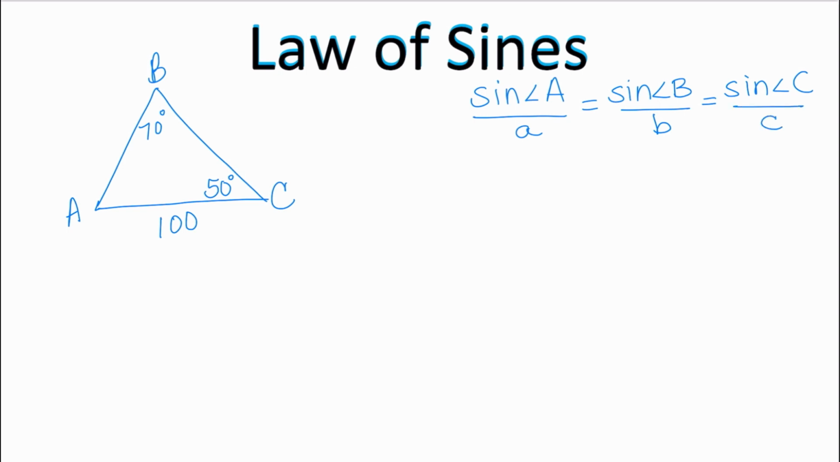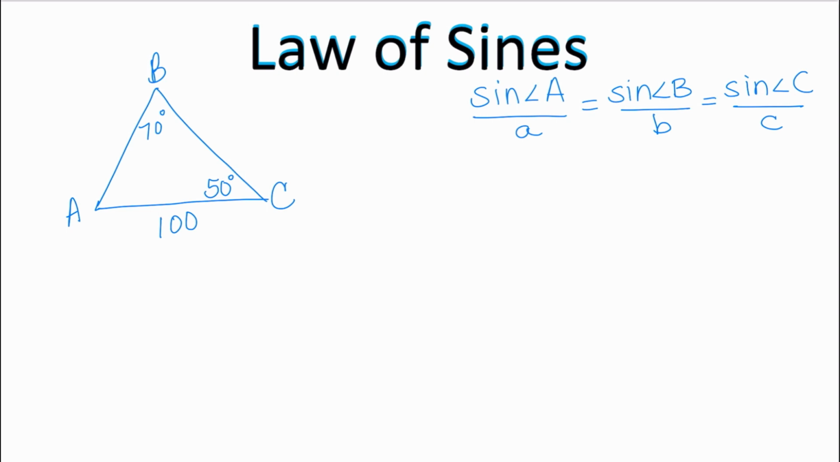Right now in the triangle that you see on your screen, we have triangle ABC. There's certain information that we do know. We know that angle B measures 70 degrees. We know that angle C measures 50 degrees. And I know that opposite of angle B, which is going to be lowercase b, that measurement is 100. So AC, the length of AC is 100.